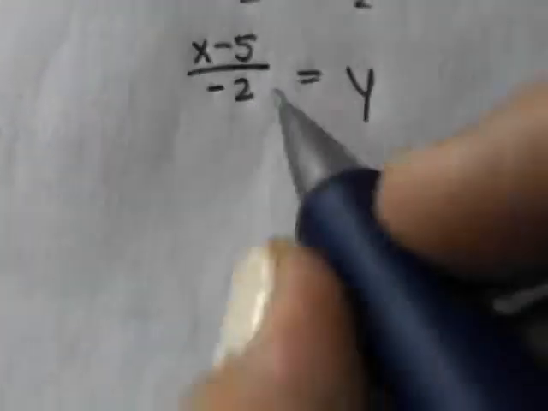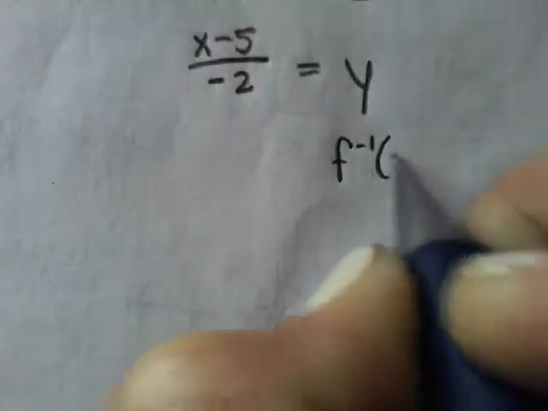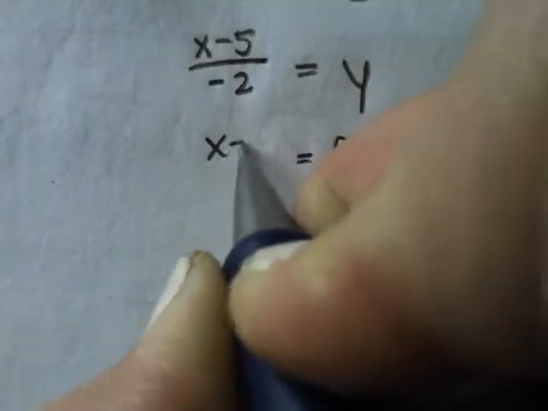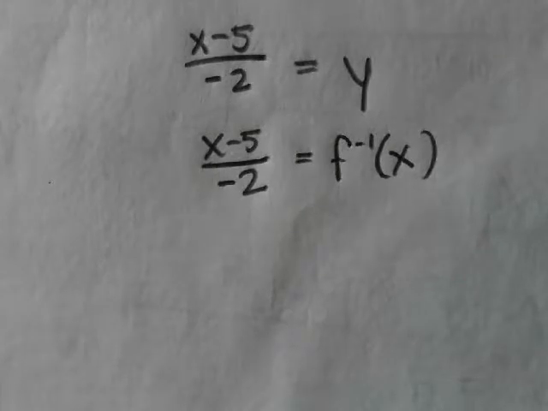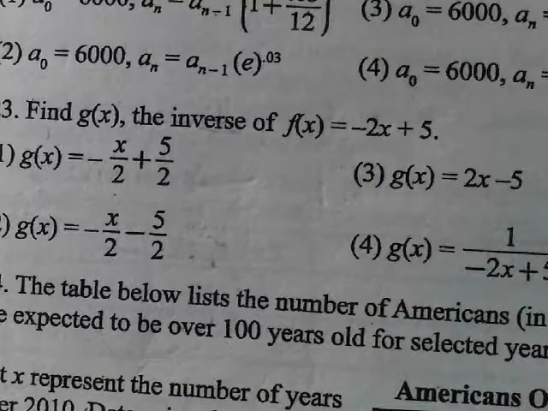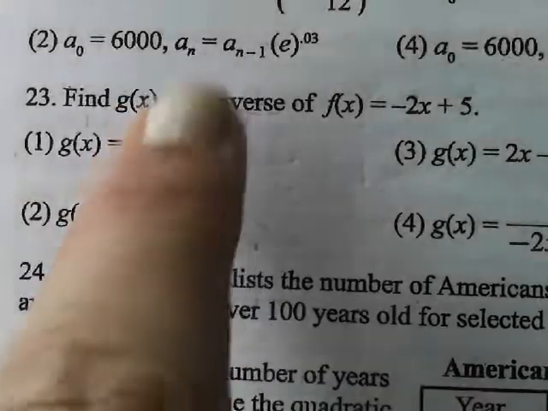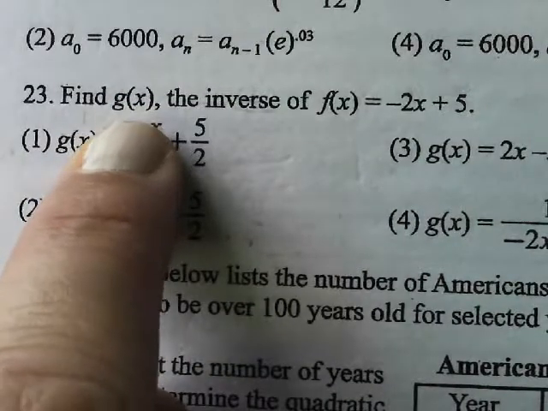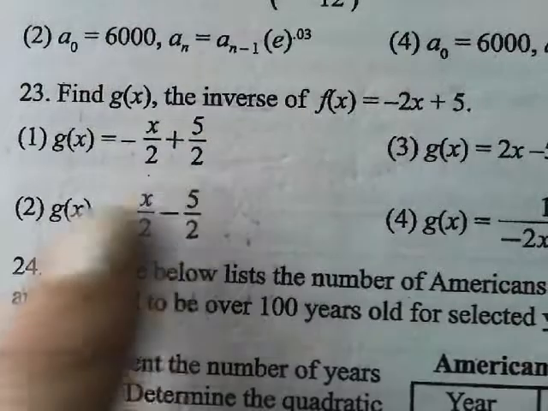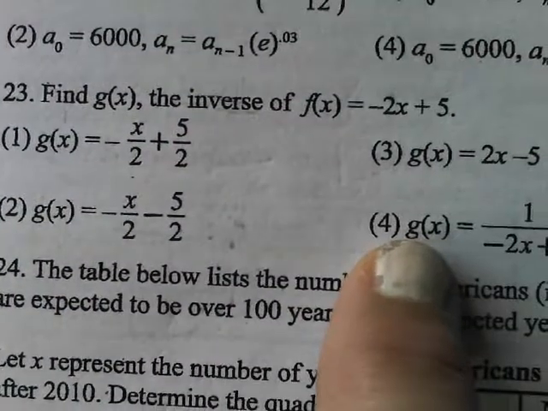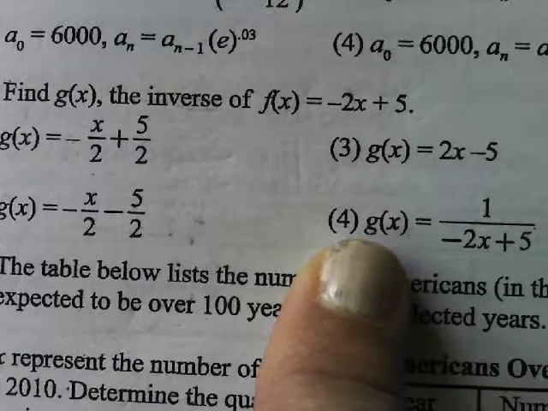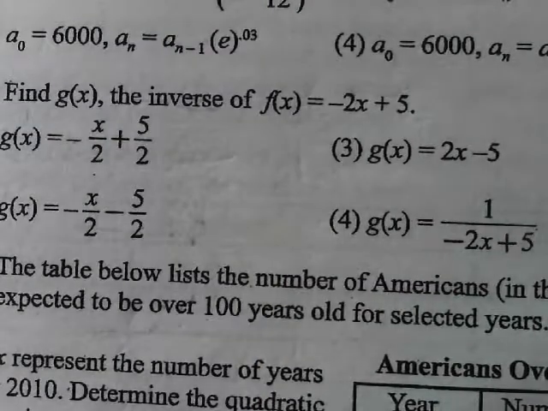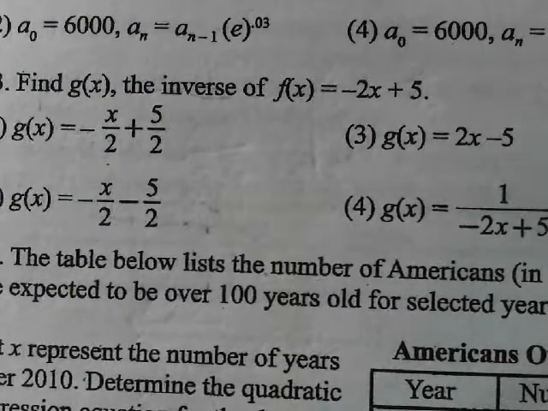This function was f of x, so what am I changing my y into? F inverse of x. And they're even going further, they're changing the entire name to g of x. Find g of x as the inverse of f of x. So theirs all say g of x equals. None of those looks exactly like the one I just got. I got x minus 5 over negative 2.